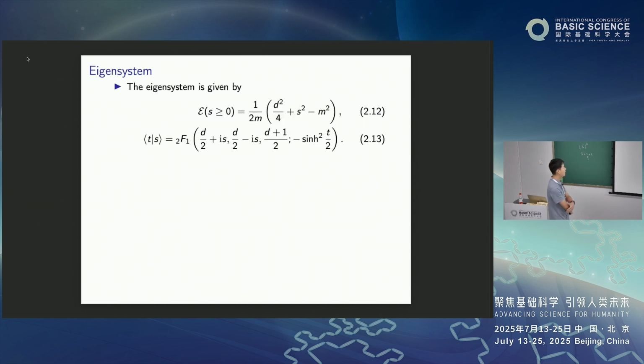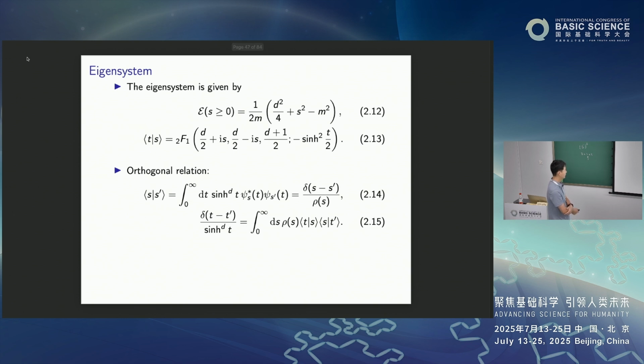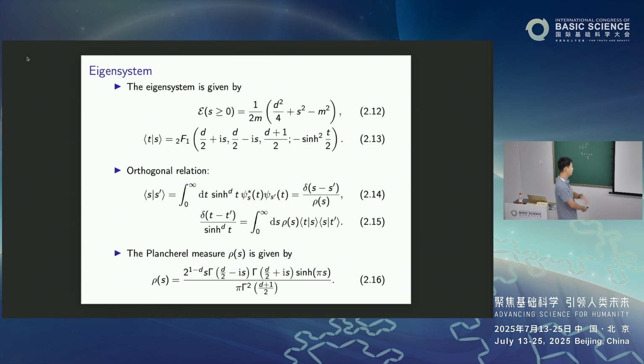So you can also work out the eigensystem of this co-invariant Hilbert space. And here you find the energy is bounded from below, okay, the clock energy. And this is the wave function. It satisfies a standard orthogonal relation and yeah, etc. This will not be important for the later part of the talk.